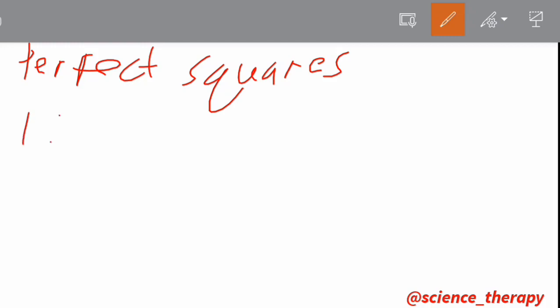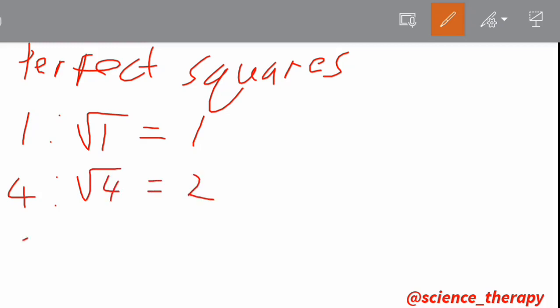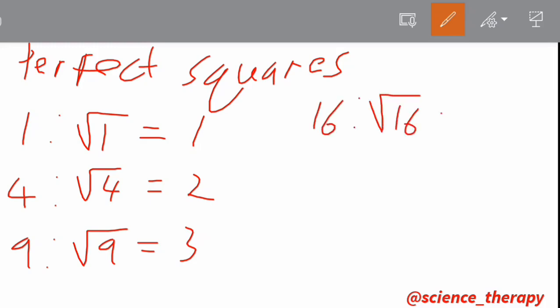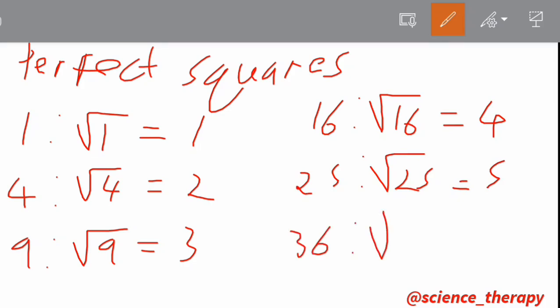The first example of a perfect square that we have is 1. If you take 1 and put it in a square root, it gives you 1. Then followed by 4. If you take 4 and put it in a square root, you have 2. Then we have 9, put it in a square root, we have 3. Then 16, in a square root we have 4. Then 25, in a square root you have 5. And then 36, in a square root is 6.